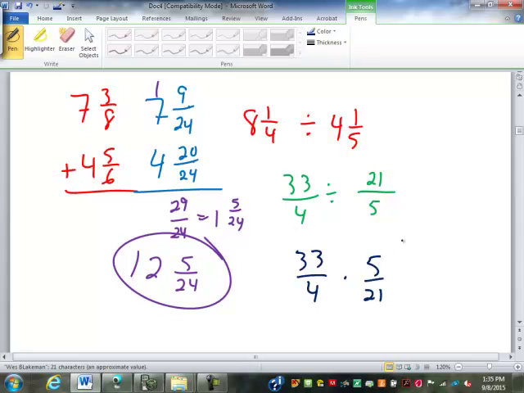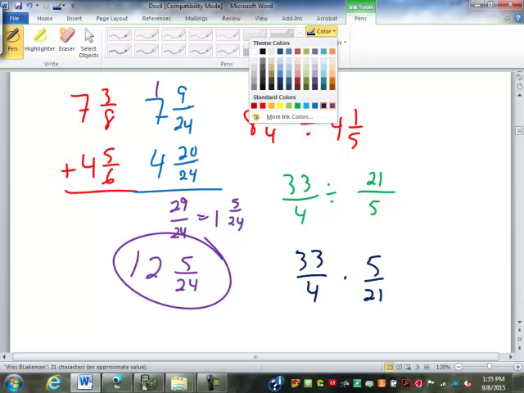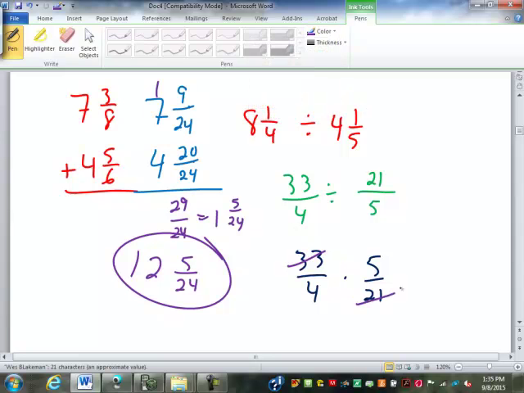We flip the second one, the one we're dividing by. Perfect. We divide out the 3. 55 over 28, which is 1 and 27 28ths. How many of you had that?